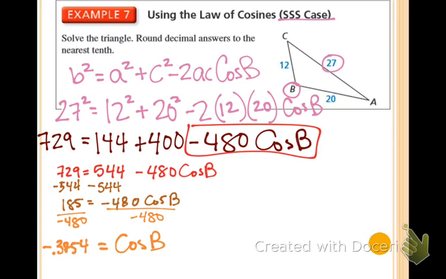How do we get angle B by itself? The inverse. So you'll type in your calculator cosine to the -1 of your last answer. What do we get for angle B rounded to the nearest tenth? 112.7.